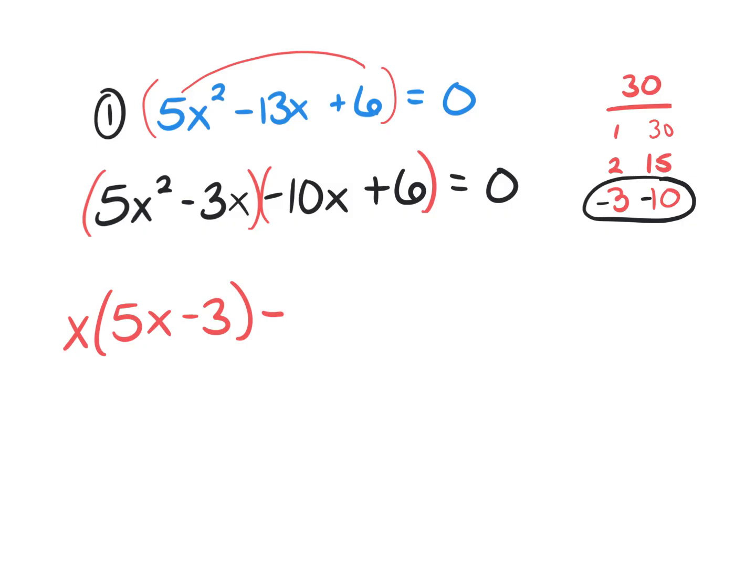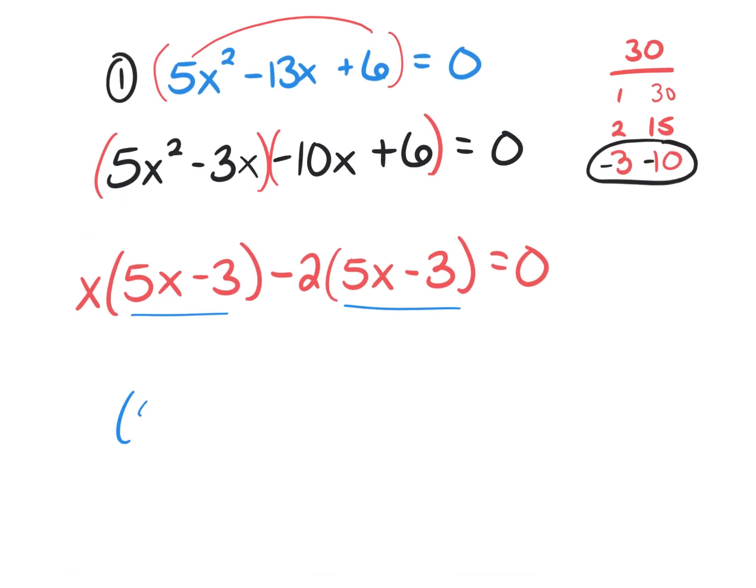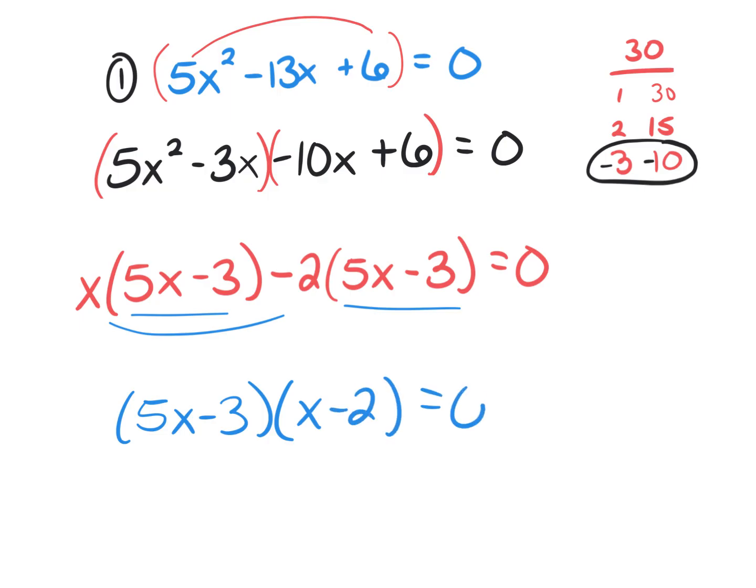What can I take out of the second group? I do have to take out a negative 2. What's left if I take out a negative 2? 5x and 3. Minus 3, right? Again, did we do it right? Yep. How do I write my next step then? Yep, we have this 5x minus 3, and then what's left over? X minus 2 equals 0.